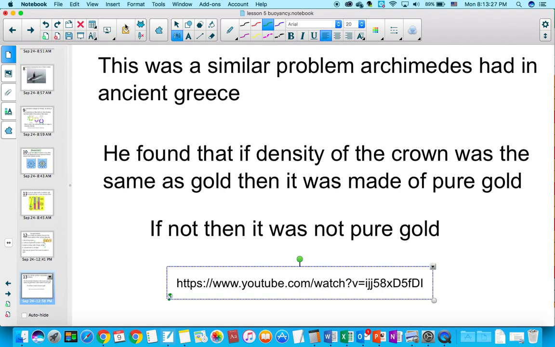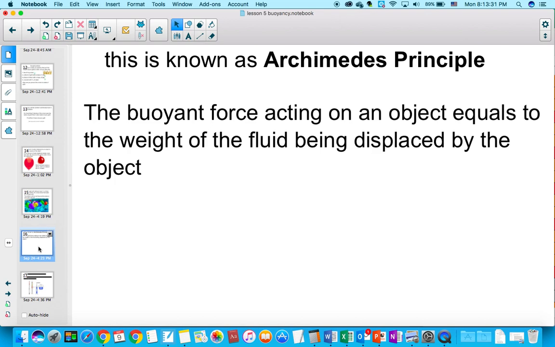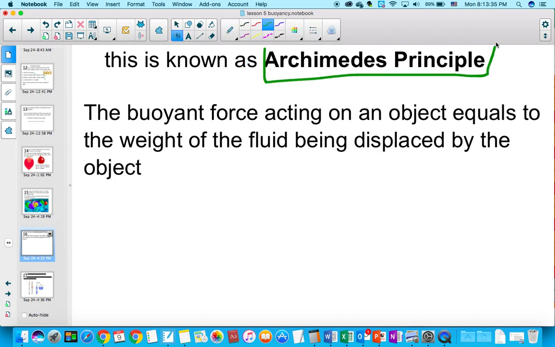And this is a very, very important concept, and it's called Archimedes' principle. You need to know this. Archimedes' principle states that the buoyant force, the upward force acting on an object, equals the weight of the fluid, or the mass of the fluid being displaced by the object.